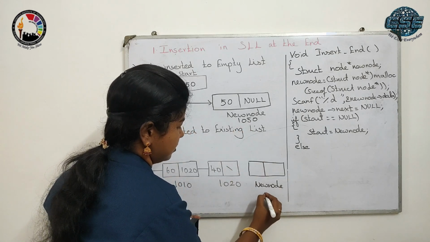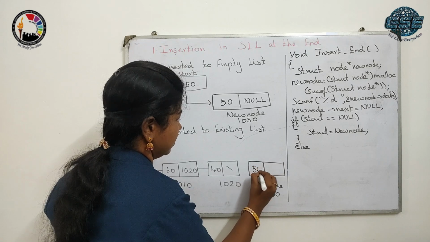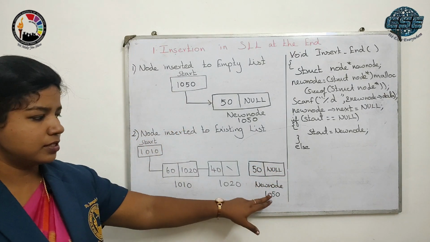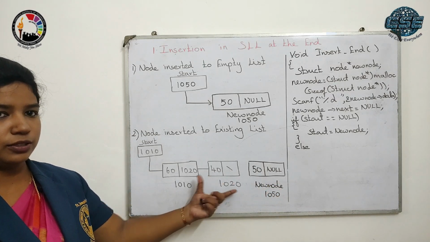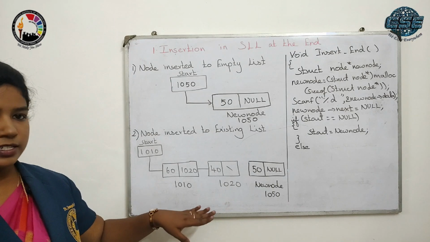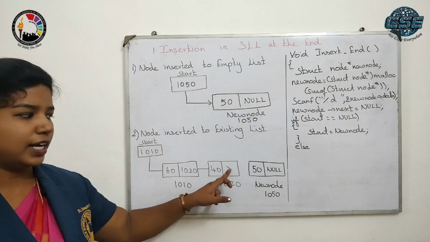So the new node's address is 1050. It has the data part 50 and the next part as null. This new node has to be inserted into the already existing linked list. The already existing linked list's last node's next pointer will have the value null.